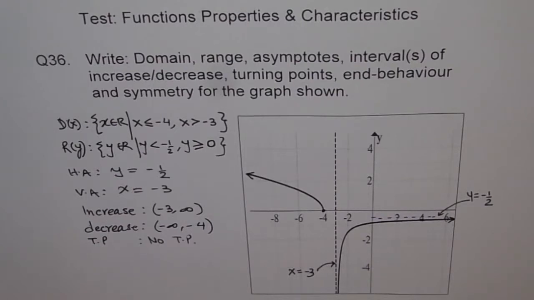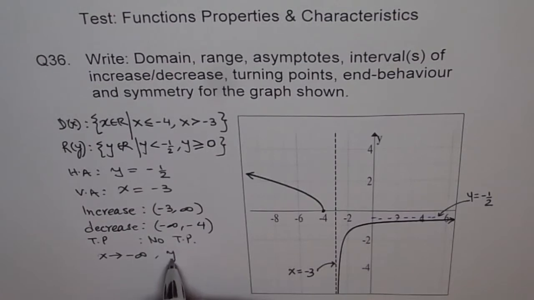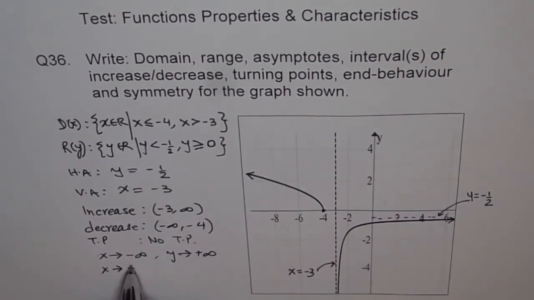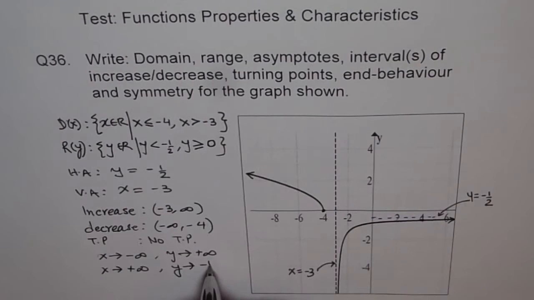Okay. End behavior. End behavior means when x approaches -infinity, what happens to y? So y approaches, you see it's going up. y approaches positive infinity, correct? When x approaches positive infinity, y is approaching -half, and that is why we have a horizontal asymptote.